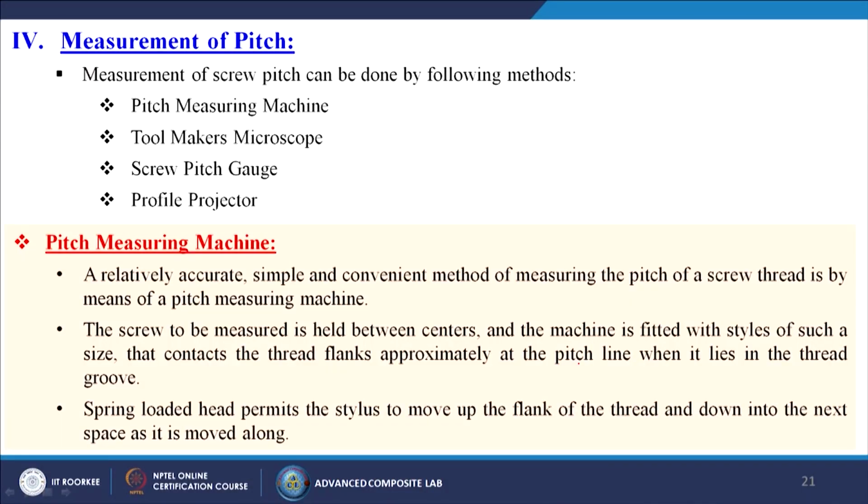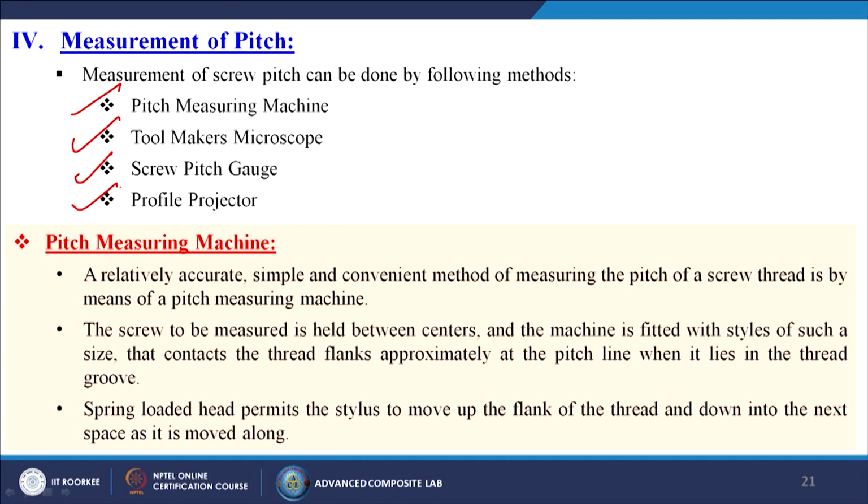Next, measurement of pitch. So, measurement of screw pitch can be done by following methods. One is called the pitch measuring machines, second is called the Toolmakers Microscope, third is the screw pitch gauge and the fourth is the profile projector.